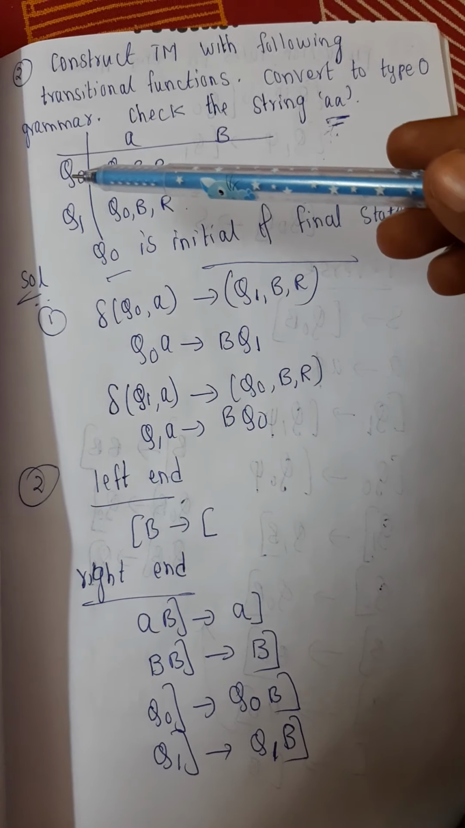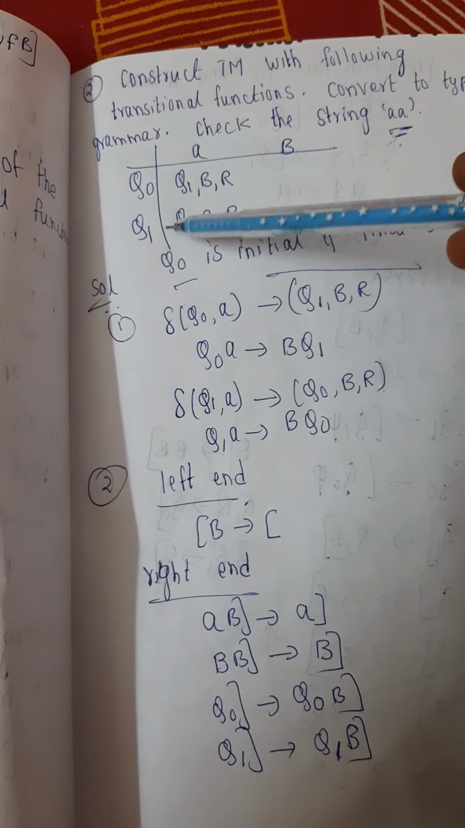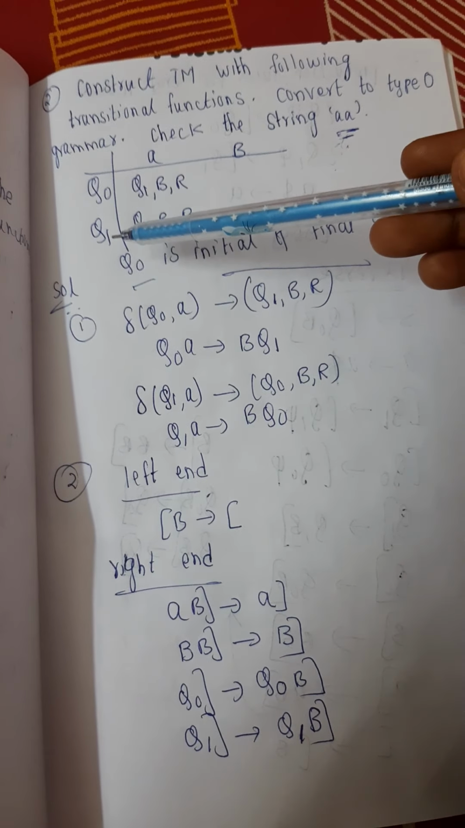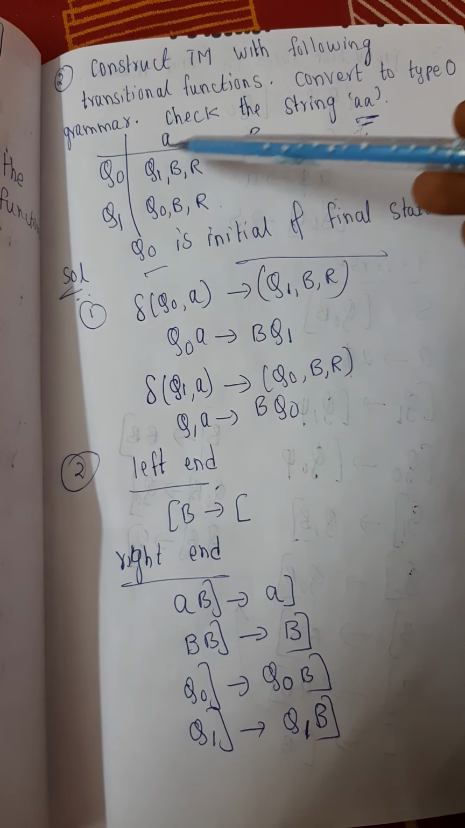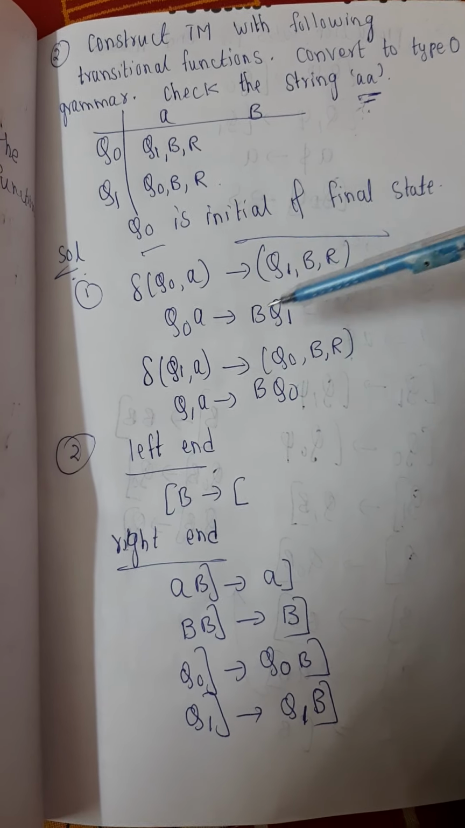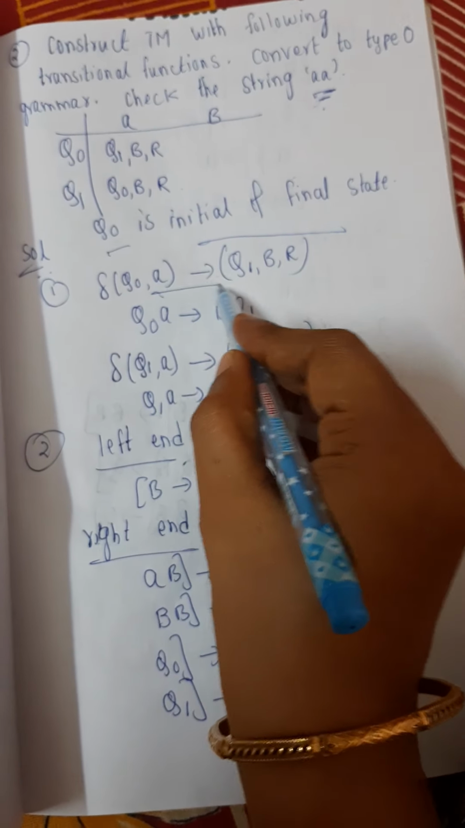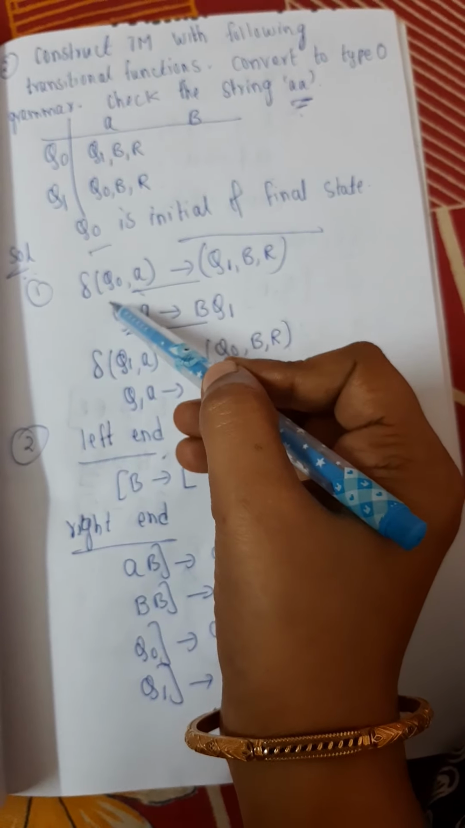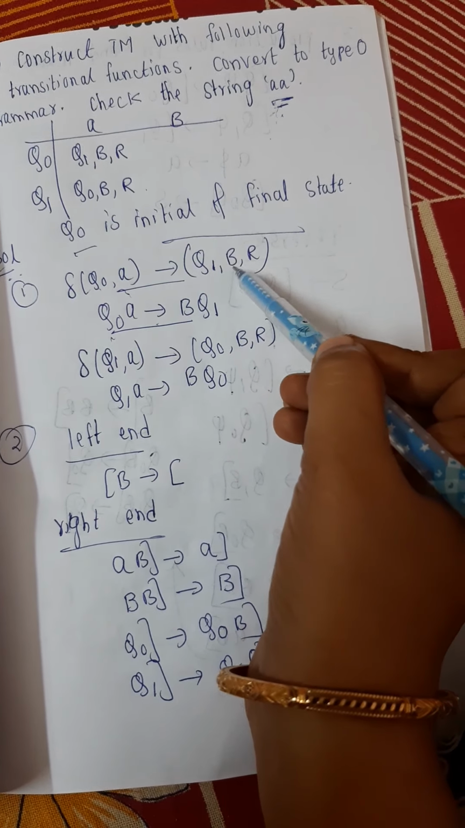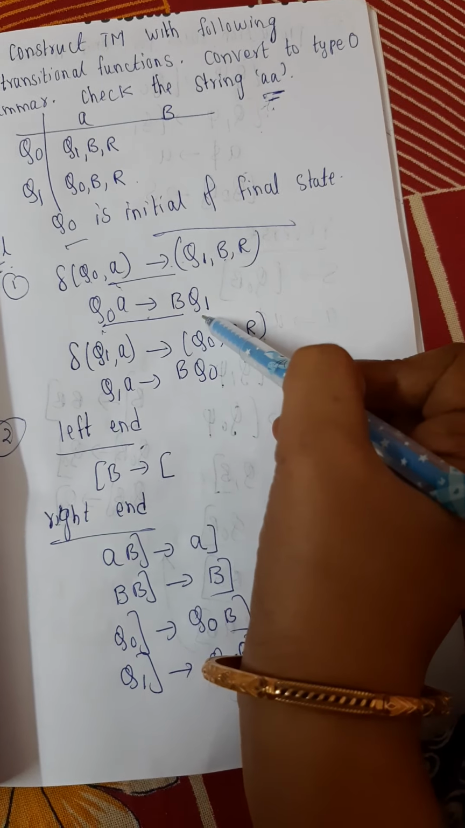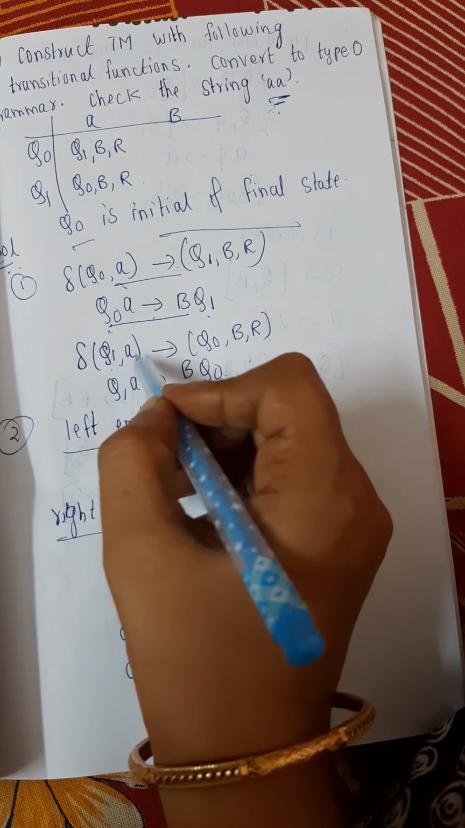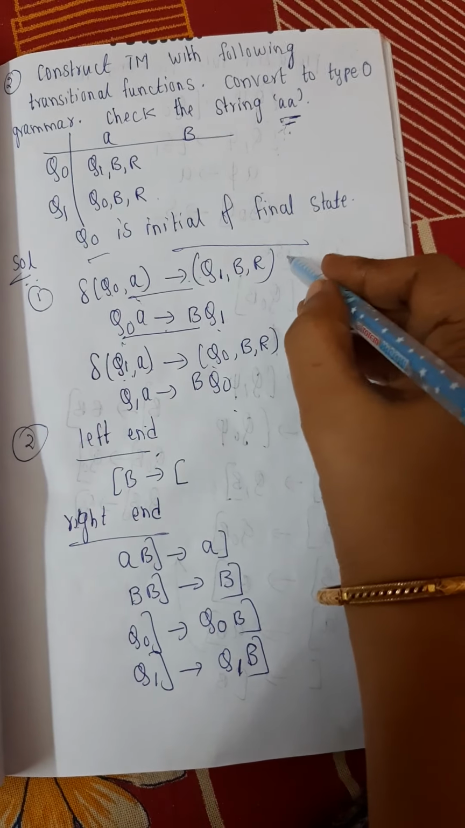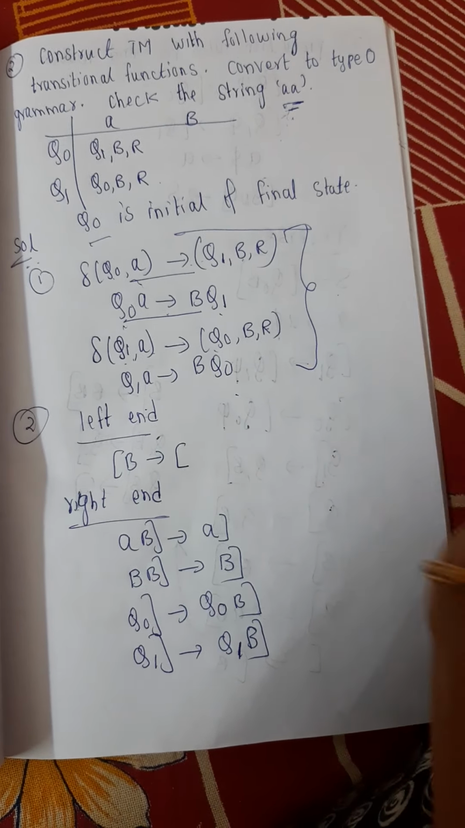What is the production you have here? Delta of Q naught A will go to Q1 B right. And what is another production you have? Delta of Q1 A will go to Q0 B right. Now from these productions you are writing this. How are you writing? Just check: Q0 A tends to, B will come first, so B Q1. Now another one, Q1 A tends to B Q0. So this is the first step, no change in the length.